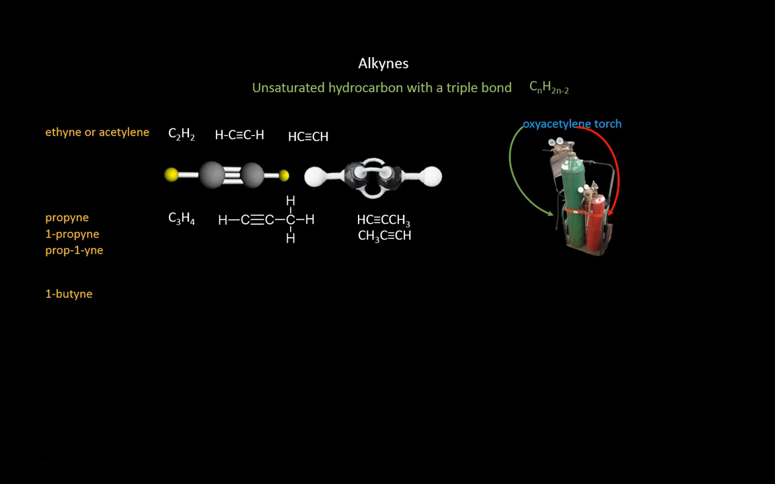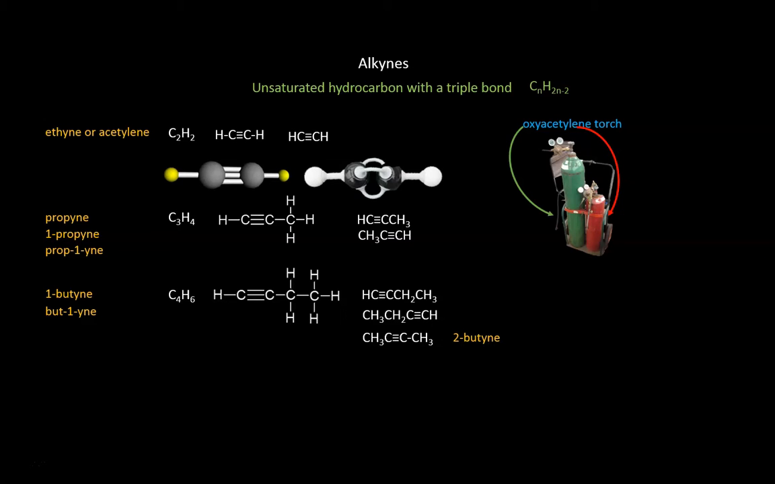The third member is butyne. Here are its formulas. Again, it can be written like this, but is still the same molecule. Since the triple bond can be written on carbon 2, we must show the bond's location in the name. Hence the 1-butyne or but-1-yne. This one is 2-butyne.